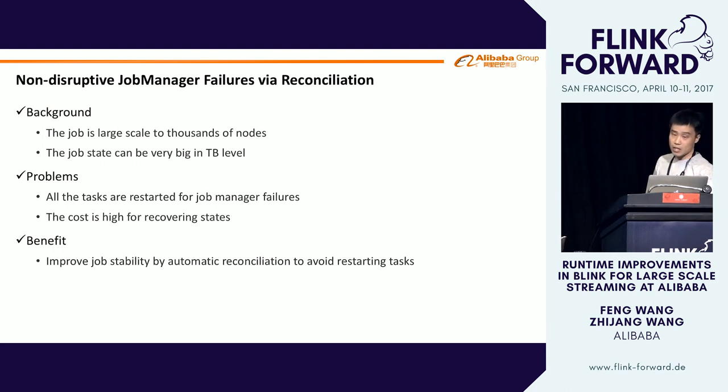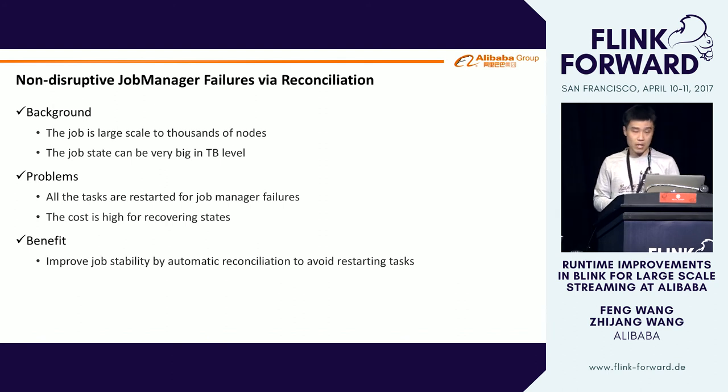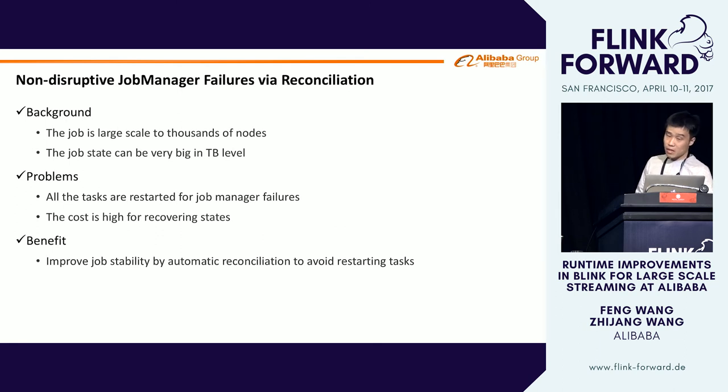Now I will talk about the improvement of job manager failures. Although job manager failure is a small probability event compared with task failures, once it happens, all the running tasks are affected, and they will be canceled in the current code. And the new job manager will reschedule the job as usual for task recovery. Because there is no previous allocation information in the new job manager, the improvement of allocation reuse for task recovery cannot be used.